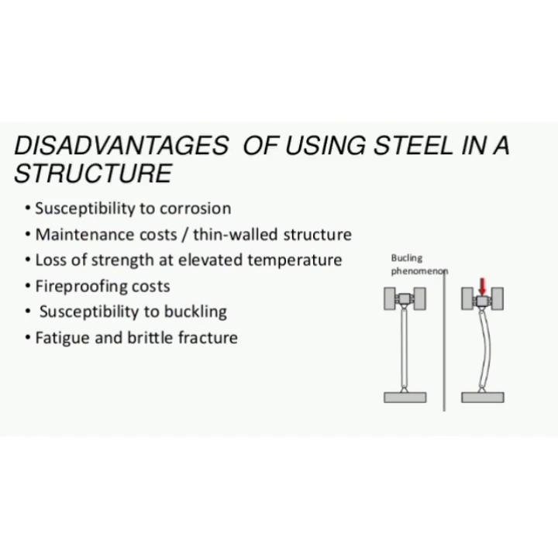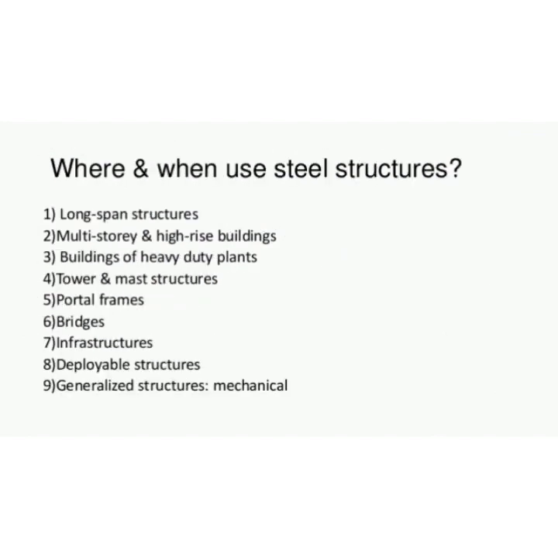Disadvantages of using steel in a structure: susceptibility to corrosion, maintenance costs for thin-walled structures, loss of strength at elevated temperature, fireproofing costs, susceptibility to buckling, fatigue and brittle fracture.